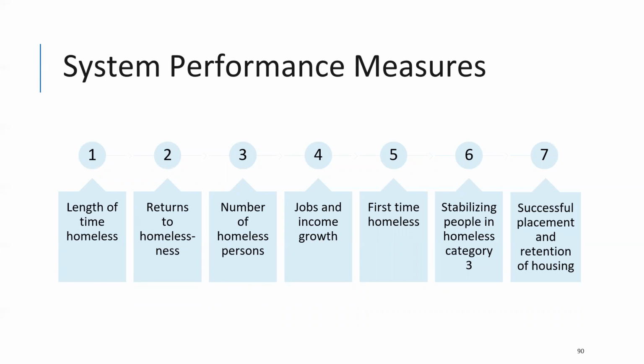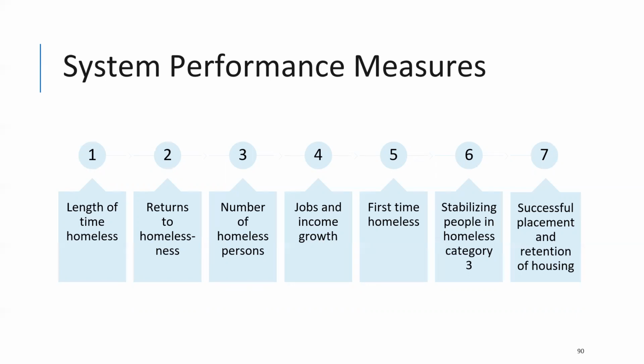So the system performance measures are measured by using HUD data, and the data that's inputted by CoC projects and also projects that don't receive CoC funding but are HMIS participating contributes to the CoC's outcomes. So we try to use the annual scoring and ranking process to encourage projects to improve on these areas such as data quality and performance.